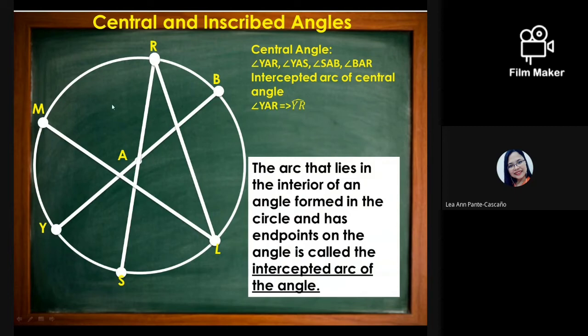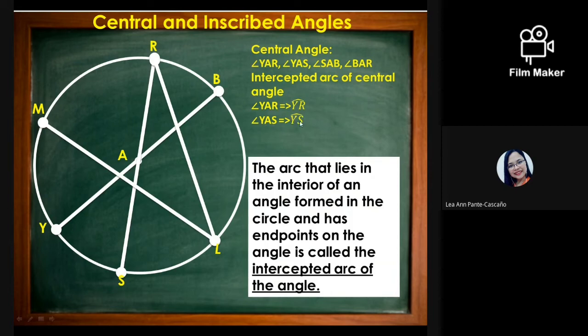The arc that we have here is arc YR. Pwede rin naman pong YMR. Nagkataon na meron tayong point dito, pwede rin po yun. O kaya naman ganito, kung ano po yung first and last letter na meron ka dun sa angle, that will be the endpoint of your angle. At yung mapo-form na arc ng angle na to is your intercepted arc.